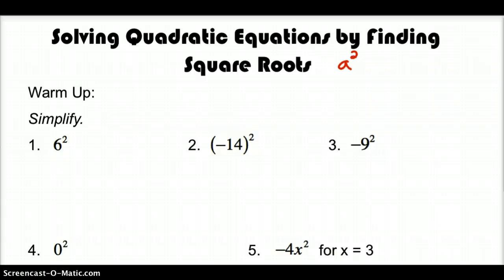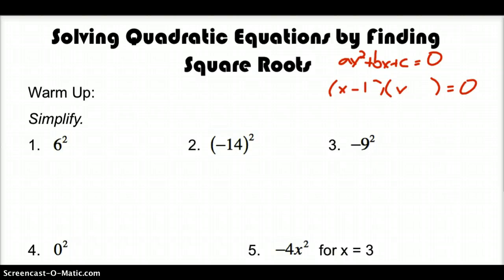Before, we had something like ax squared plus bx plus c equals 0. We ended up factoring it, so we get these two factors, and then we'd set each factor equal to 0 and solve. So let's just say this is x minus 1 and x plus 2, and we'd set each factor equal to 0. Then we would solve to get, for example, x equals 1 and x equals negative 2.